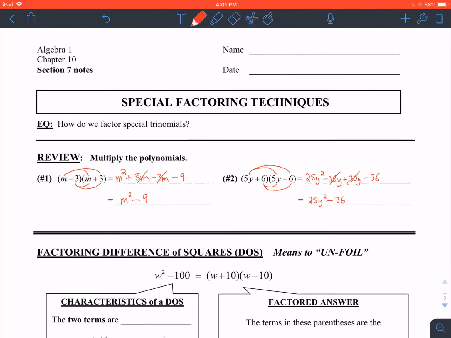So when we have m minus 3, m plus 3, and 5y plus 6, 5y minus 6, the same term plus and the same term minus repeated. The middle terms canceled out, and we were left with just the outside and F and L in FOIL.